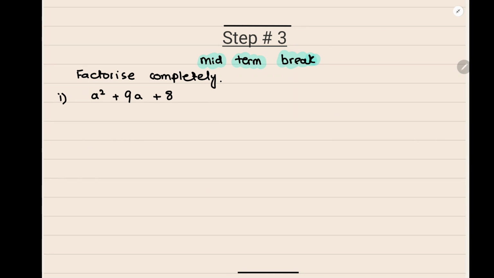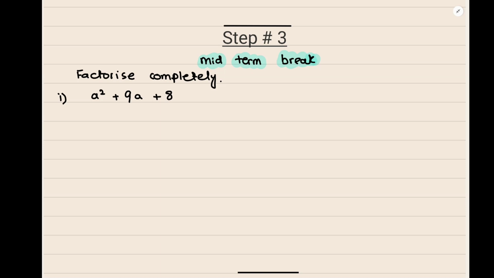Okay, now step number 3, which is the most important one. Here we will learn how to break the middle term. We already checked the first 2 steps. Now step number 3 is how to break the middle term, to factorize it completely.